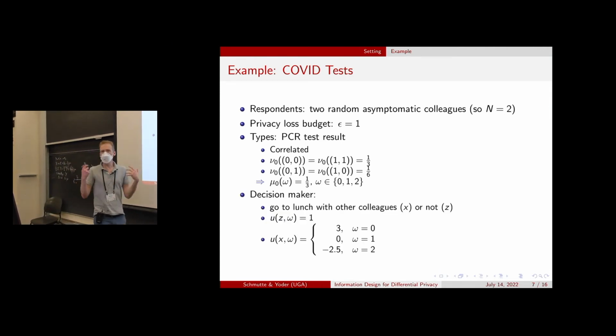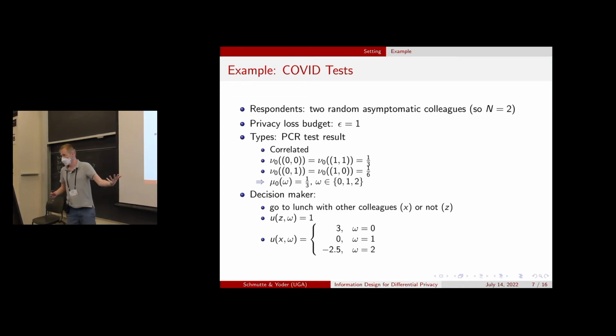And for simplicity, let's say there's only one decision maker, and this decision maker is deciding whether to go to lunch with some other colleagues, not the ones who have been tested, an action I'll call X, or stay home, an action I'll call Z. And if he stays home, he's going to get the same payoff no matter what. But if he goes to lunch, the payoff he expects to get is going to be decreasing in how many people tested positive. The more people tested positive, the more likely it is that someone in his lunch group is going to have COVID and give it to him.